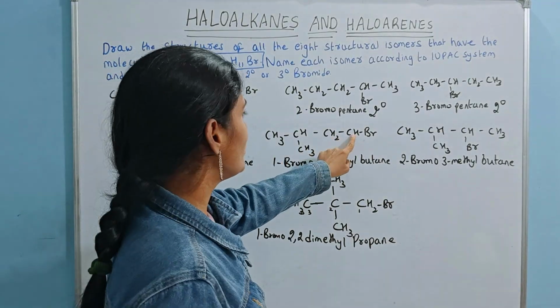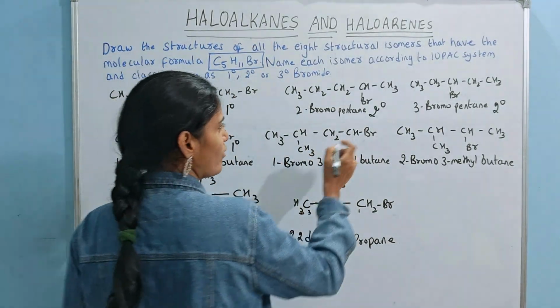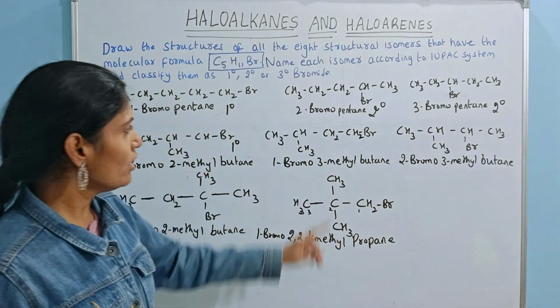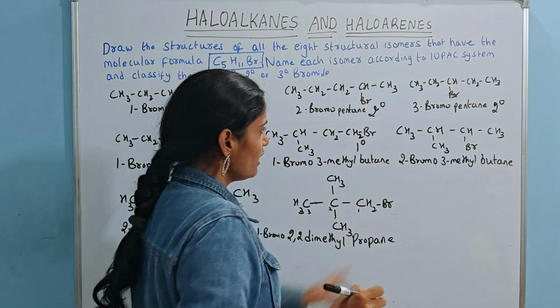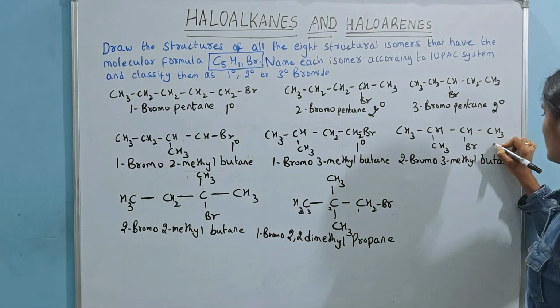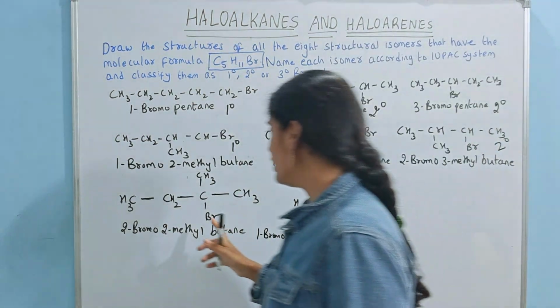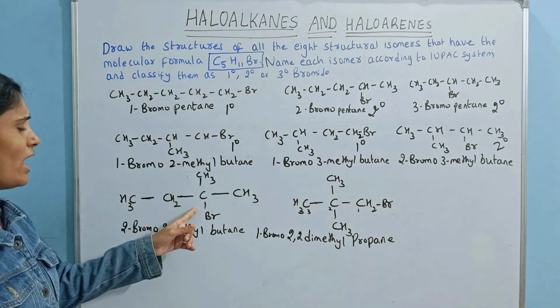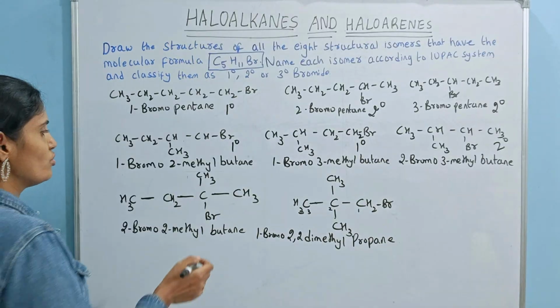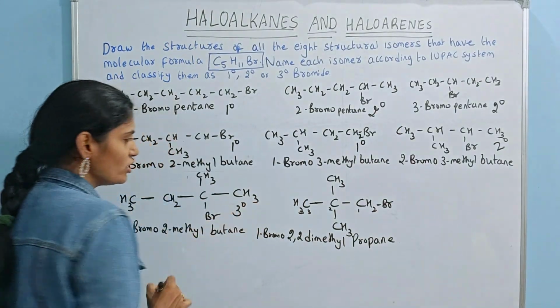Here my bromine is attached to the, okay, here I have to put one more hydrogen, sorry. Here the bromine is attached to a primary carbon. So this is my primary bromide. Here bromine is attached to a secondary carbon. So this will be a secondary bromide. Here bromine is attached to a tertiary carbon. Am I right? Yes, here bromine is attached to a tertiary carbon. So this will be my tertiary bromide.